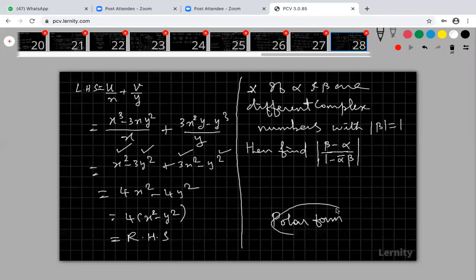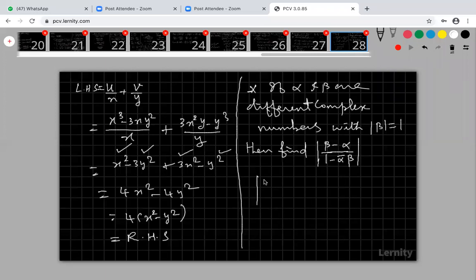I didn't teach this topic. Your example 16 is polar, so please leave that question. Polar form is not in our new syllabus, it is a deleted portion. Okay, now come to this one.